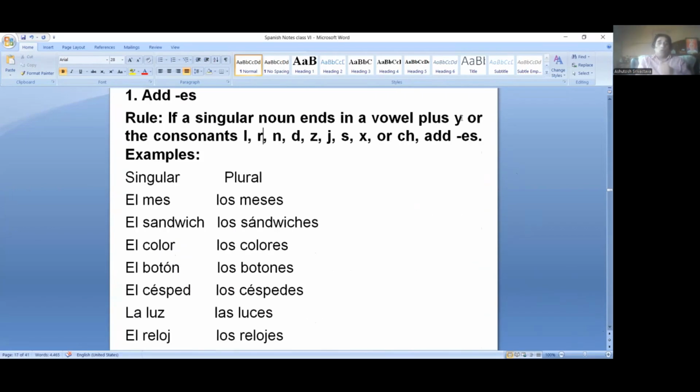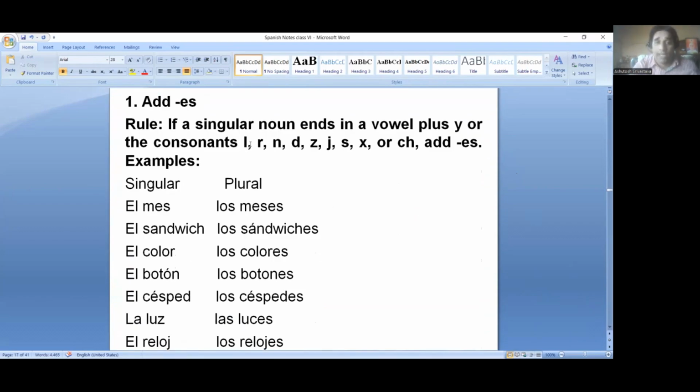If a singular noun ends in a vowel plus y, which means it ends in ay or ey or iy or oy or uy, or the consonants L, R, N, D, Z, J, S, X or CH. In these cases, we just add ES. You just have to memorize these rules.